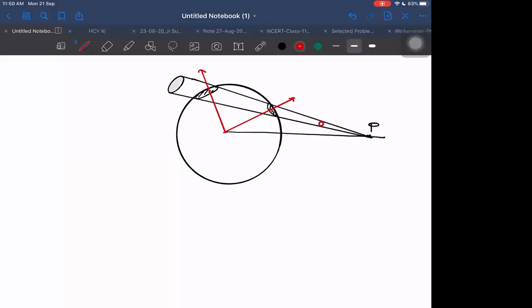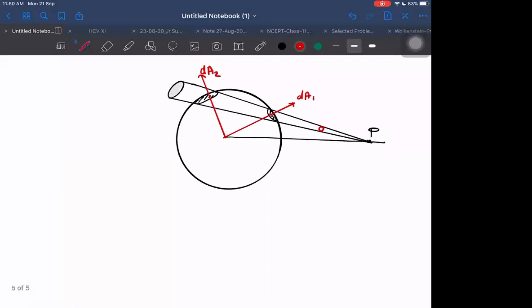So our area vectors are totally in this direction, because the net area vector will be in this direction. Let's call it dA1. Let us call it maybe dA2 and dA1. And the distance up to P from B will be R2, and up to A, PB will be R2, and PA will be R1.